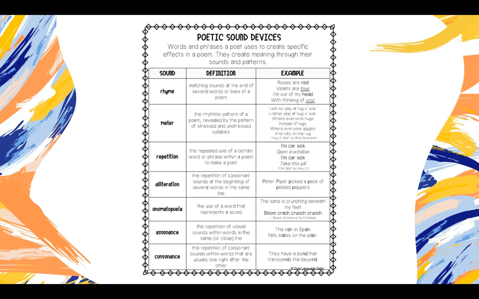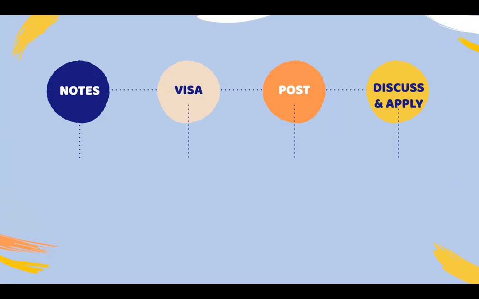So now you have your note taker full with the different sounds and their definitions. The examples were already there for you. Remember that it's important for you to be able to look for these sounds throughout a poem, but not only just identify them, but explain their significance and explain their impact on the meaning of the poem. So make sure that you know how to do that, okay?